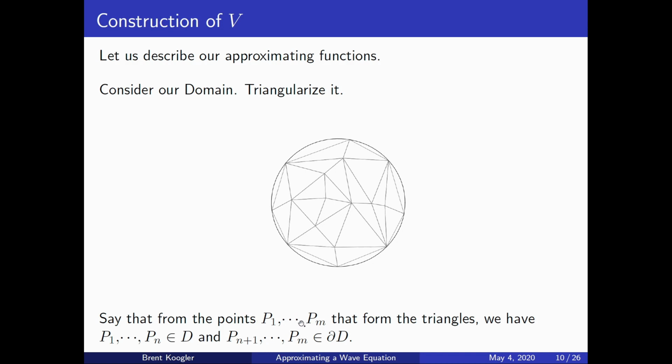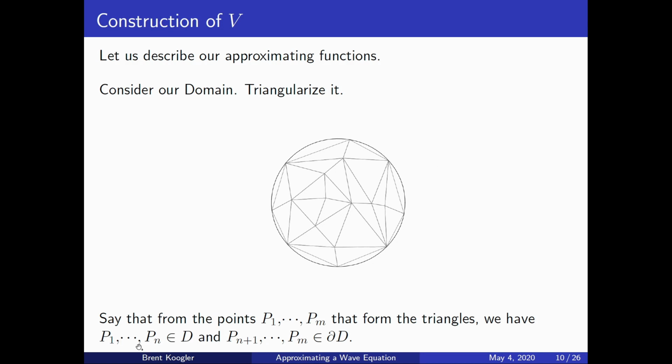So we enumerate them, and then we say that p sub 1 up to p sub n are in D, and p sub n plus 1 up to p sub m are on the boundary. The reason why we form this partition is that our wave equation specifically states that the function is going to be 0 on the boundary. So we don't actually have any freedom of choosing what the values of these linear functions are going to be on the boundary, because they're just going to be 0. But we do have freedom for the interior points, p sub 1 to p sub n, because they can vary.